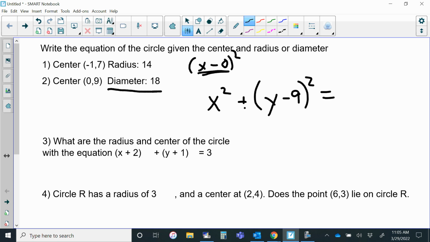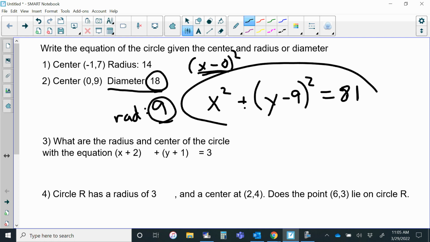This is the diameter. What do I have to do with the diameter first? Divide it by 2. So my radius is actually 9. Then you take 9 and square it, which is 81, should have been your answer. So that should be what your equation looks like from the second one. No, 9 is your radius. The circle formula is r squared.